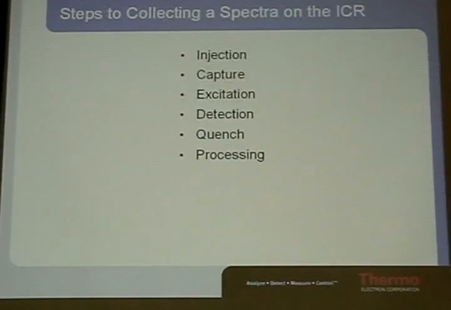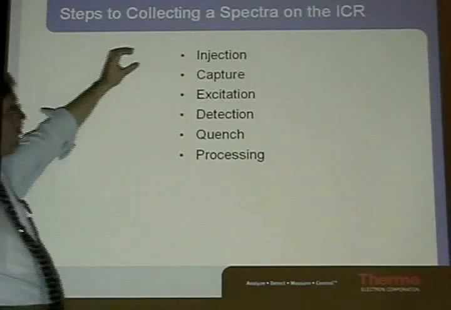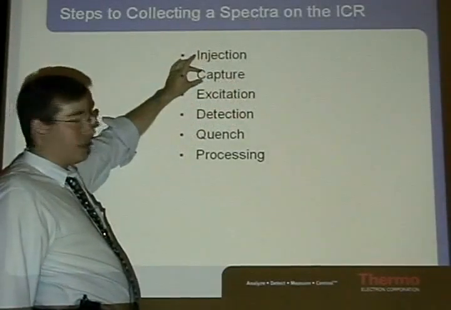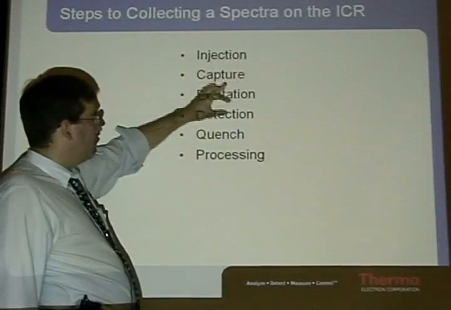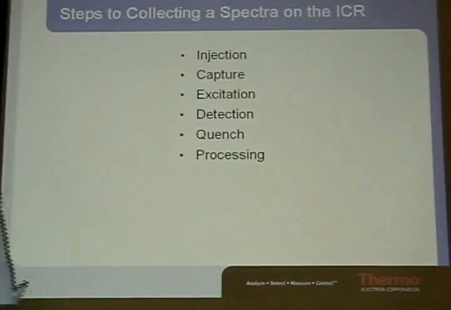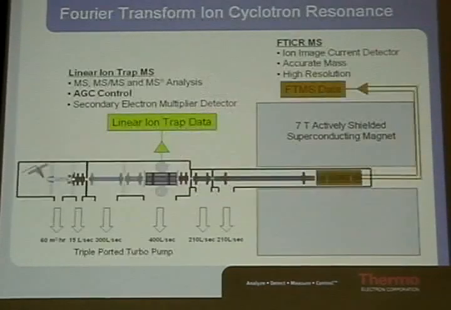Then we're going to refill the ion trap, do our trapping of ions, cool them, dump them. So the first step is the injection, that's the dumping out the back end of the ion trap into the ICR. We capture the ions, we excite them, we detect them, we get rid of them by quenching, and then we process the data. Okay.